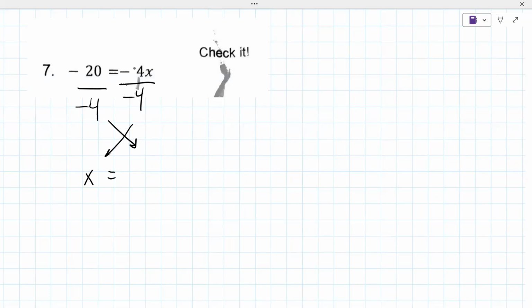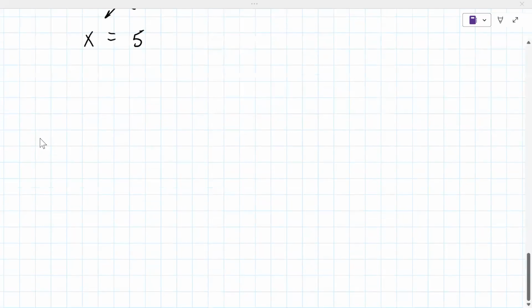So what is -20 divided by -4, or just 20 divided by 4? 20 divided by 4 is 5. So just -5 or 5? Oh, yeah, no, because it's the double negative. Yeah, so, very good. You can check it if you want. Negative 20 equals negative 4 times 5. Is that true? Is negative 20 equal to negative 20? Yeah, it is. Okay. All right, let's go to number 8.